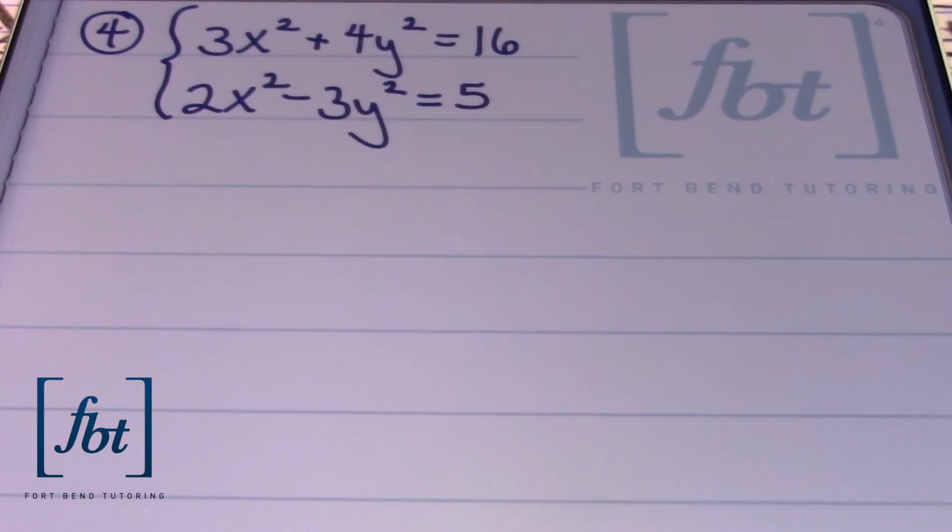We have the system that reads 3x squared plus 4y squared equals 16, as well as 2x squared minus 3y squared equals 5. What we'll do in this particular problem is I'm going to attempt to solve this using the elimination method. So this will be a different technique. The previous problems we used substitution, but in this problem right here, I'll be using the elimination method.